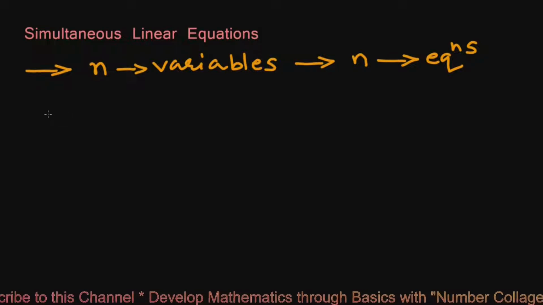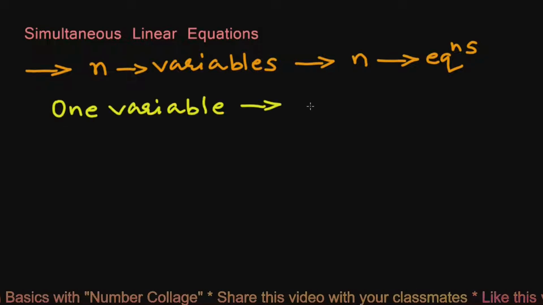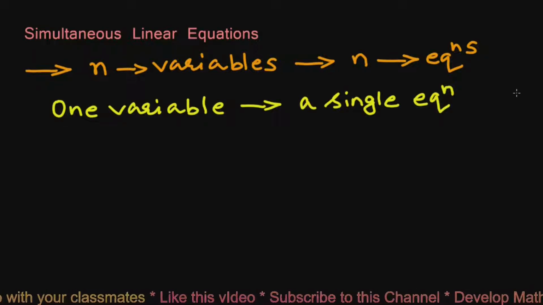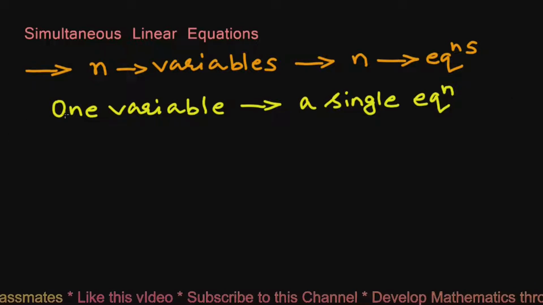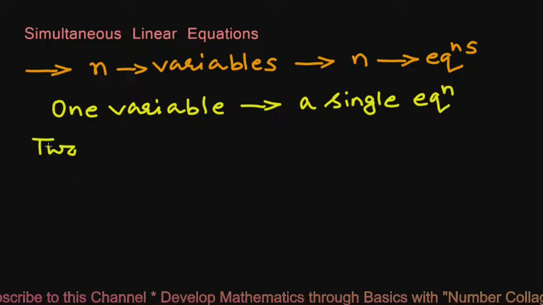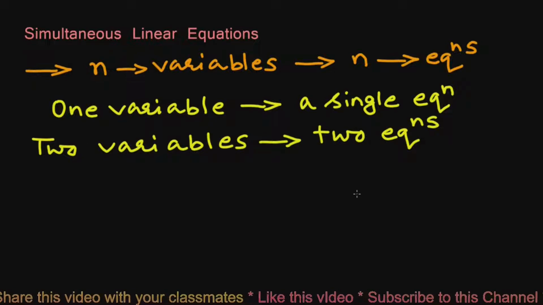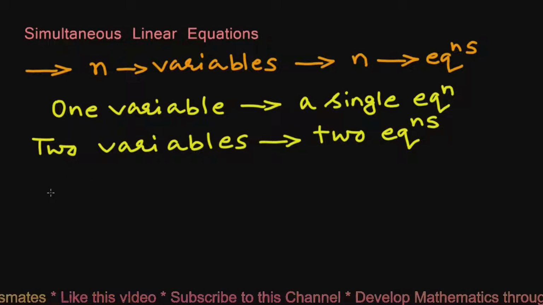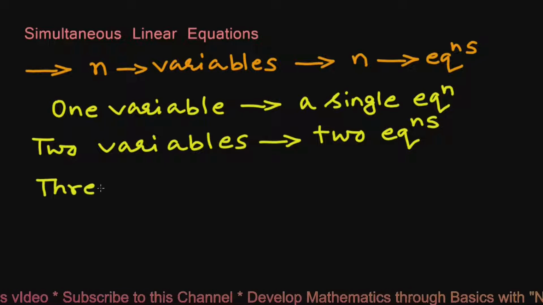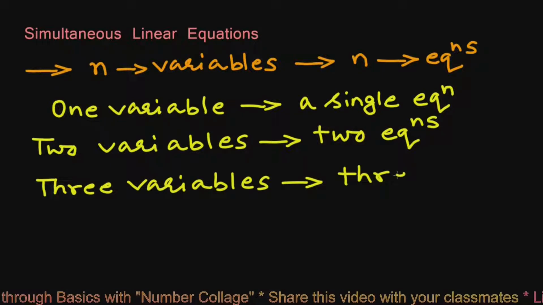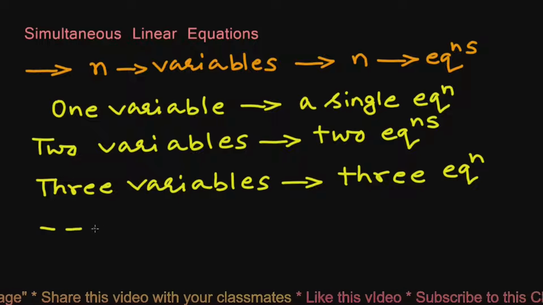For a linear equation in one variable, a single equation is sufficient to find the value of the variable. For equations in two variables, we require two linear equations to find the value of the two variables. For equations in three variables, we require three linear equations, and so on and so forth.